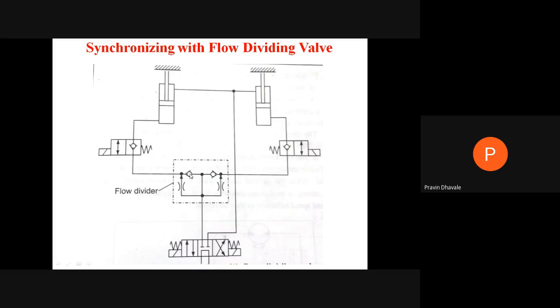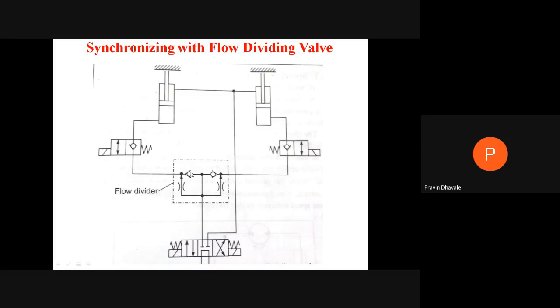This will be the check valve, a one-directional valve or non-return valve. It allows the flow only from left to right. Right to left it will block. But in the case of this valve, left to right it will be blocked. Right to left it will be allowed.